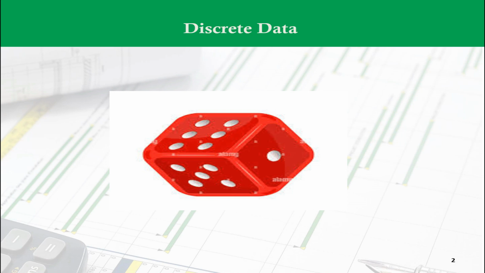Discrete, because all the possibilities are finite. I can count them: 1, 2, 3, 4, 5, and 6.